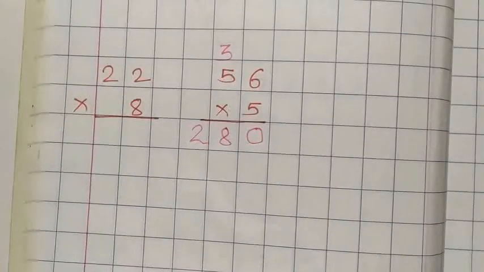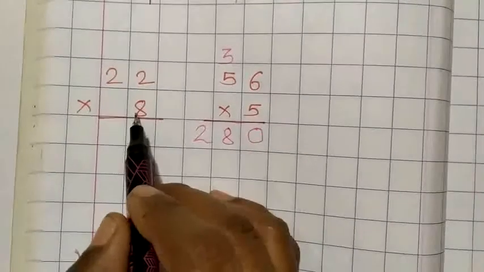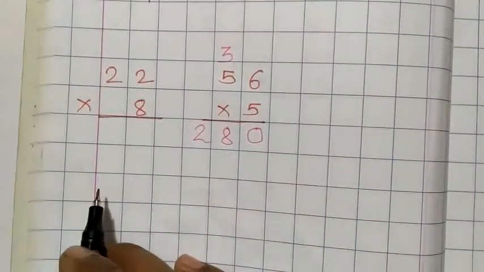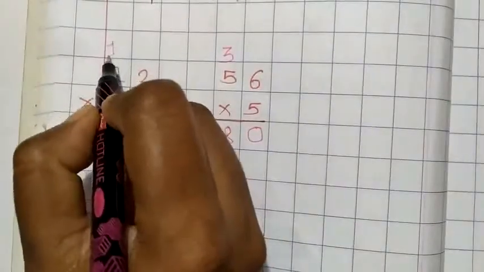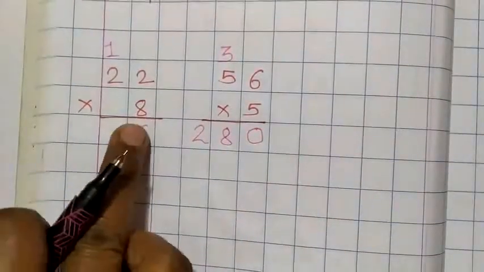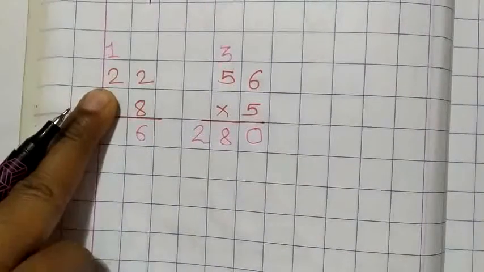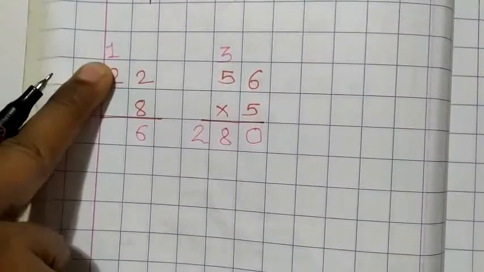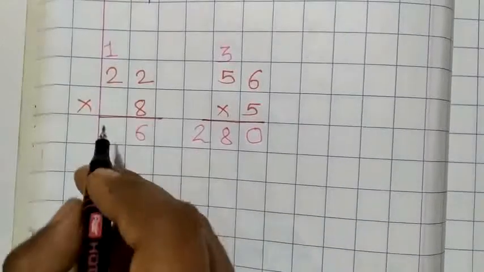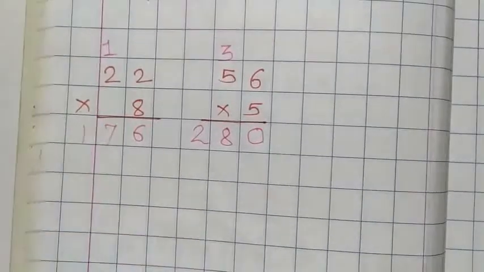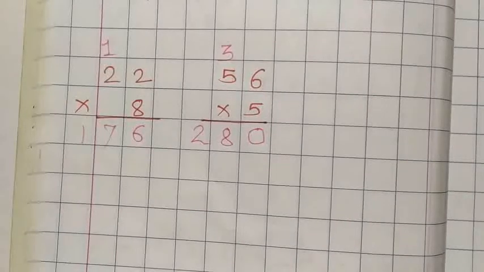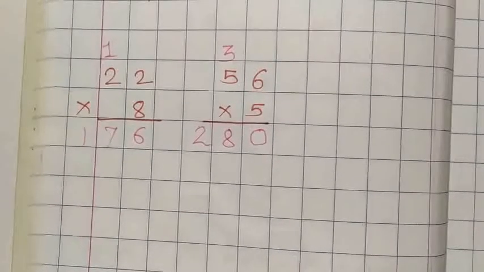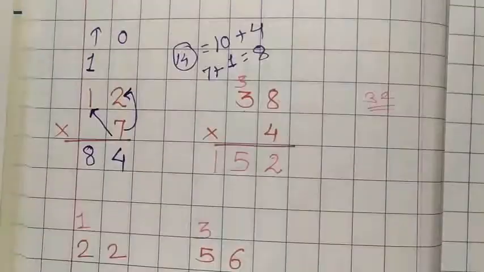Alright, how are we solving? Okay. 8 6s are 48... 8 times 2 is 16. What is the answer? 16. Write 6 here, carry 1 in the tens column. 8 times 2 again is 16. 16 plus, add the carry number. 16 plus 1 is 17. So your answer is 176. Understood how we have solved these examples?